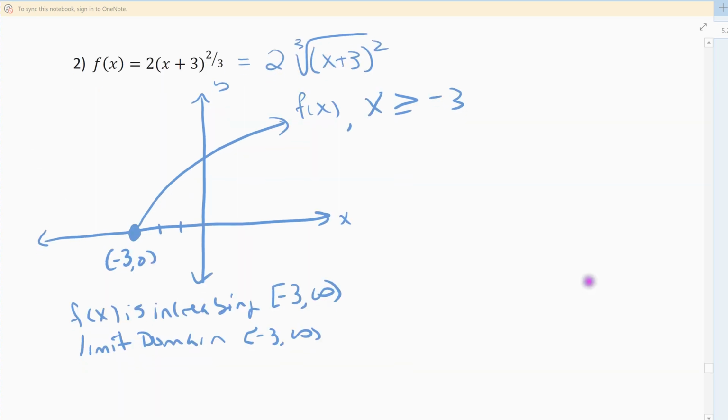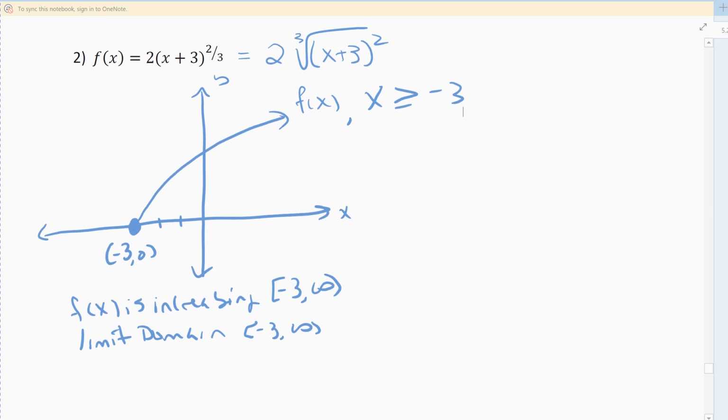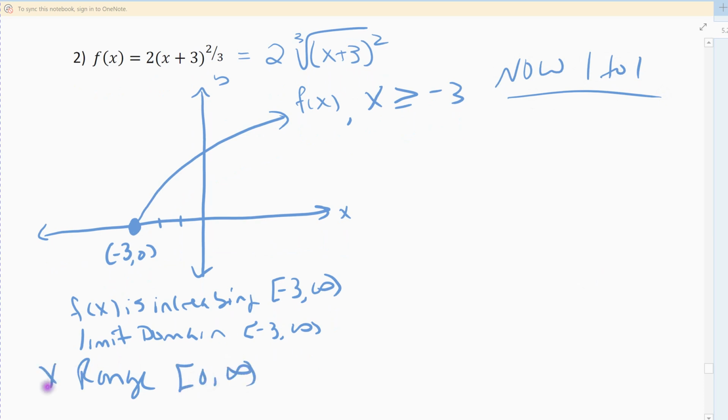All right, that's the only piece that I want, and if you look at it now that I've limited it, it is now 1-to-1. Now it's 1-to-1, which means I can find an inverse. Its range is 0 to infinity, which again, is going to play an important role when I go to find my inverse. All right, now solving for my inverse. So first thing I'm going to do is use the original, y equals 2 times x plus 3 to the 2/3. First thing, flip your x and y.